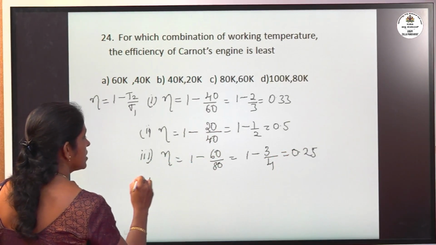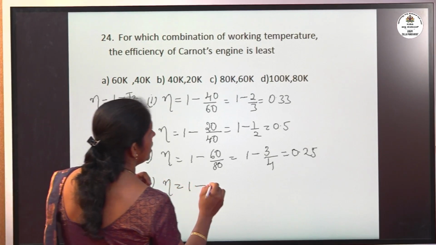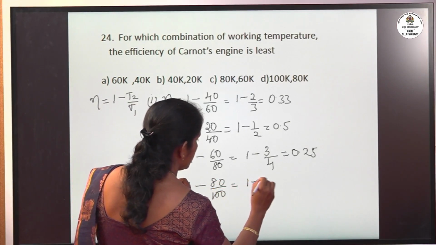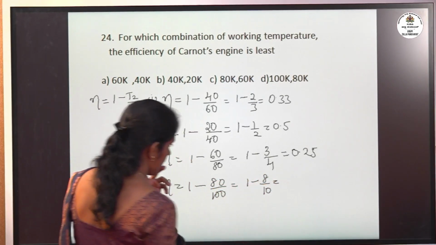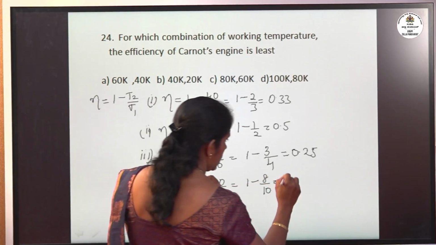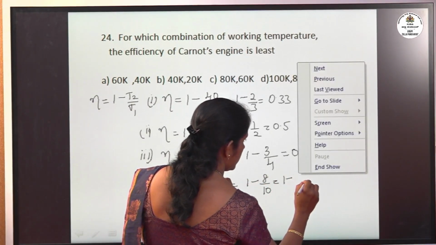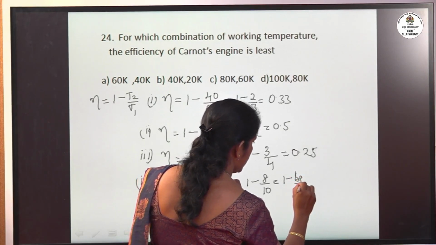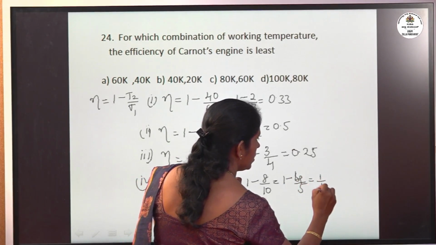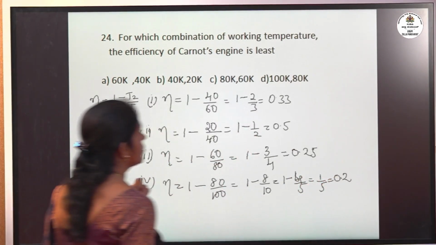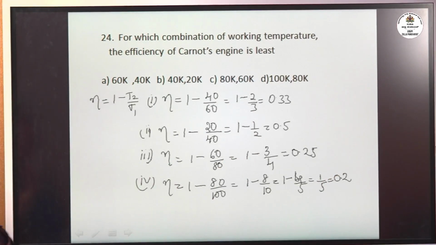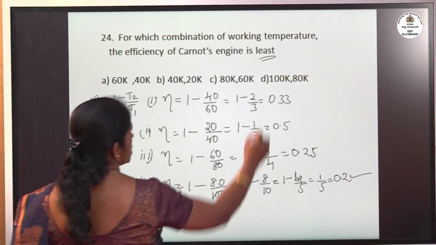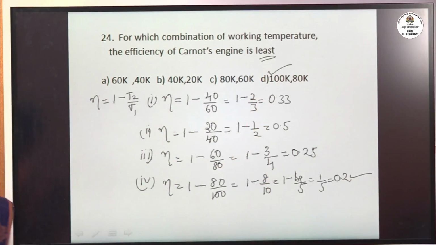For the fourth case, calculate efficiency: 1 minus 80 by 100. 80 by 100 is 8 by 10, so 1 minus 8 by 10 is 1 by 5, which is equal to 0.2. Comparing all these options, efficiency is least for the fourth option. Option D is the correct answer.